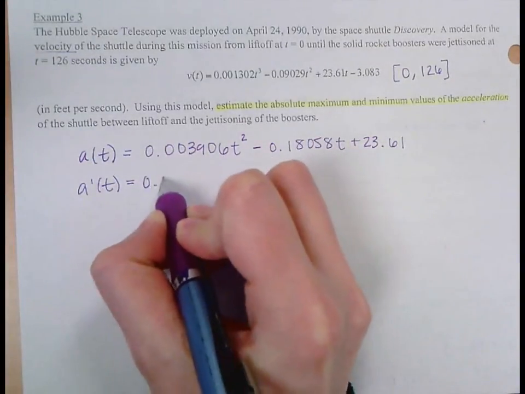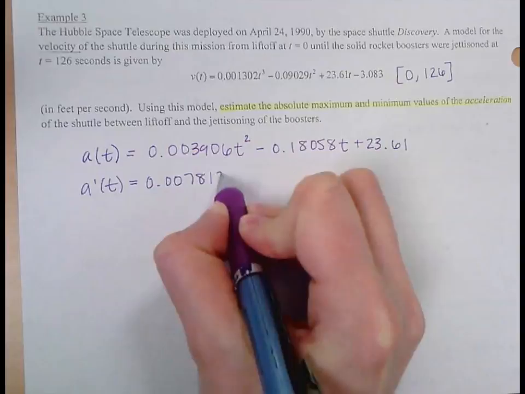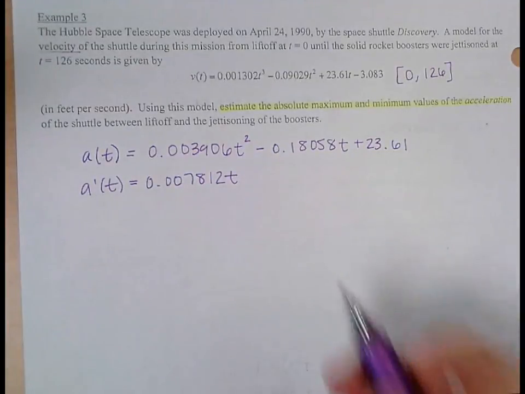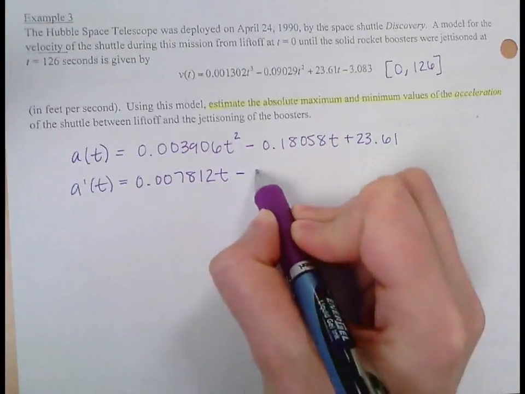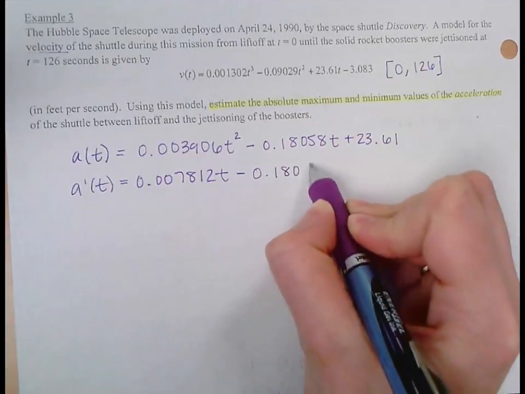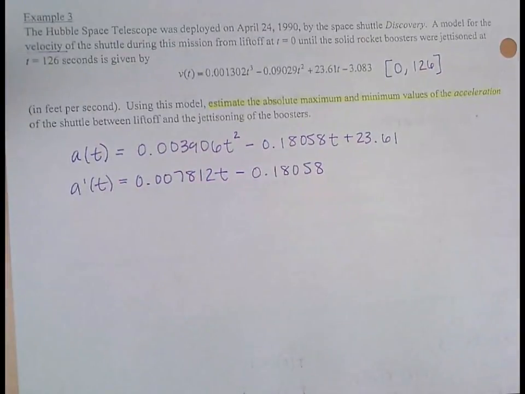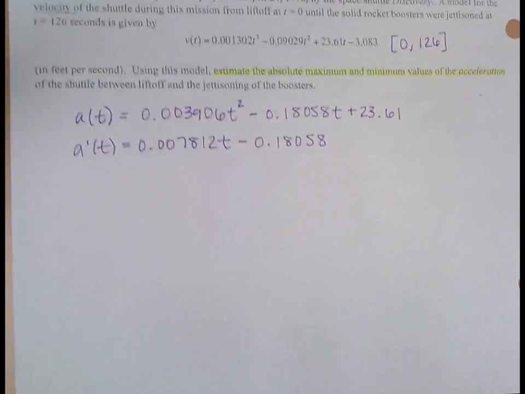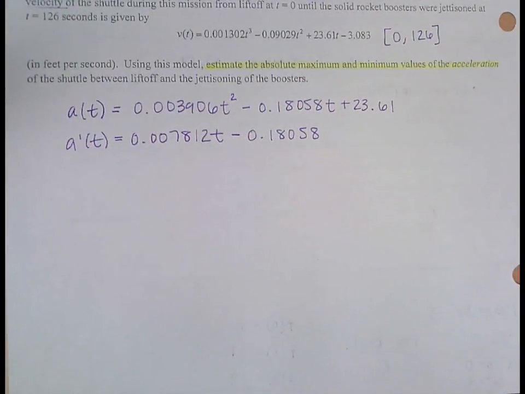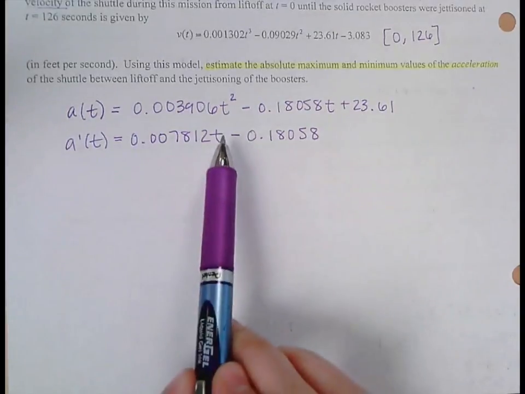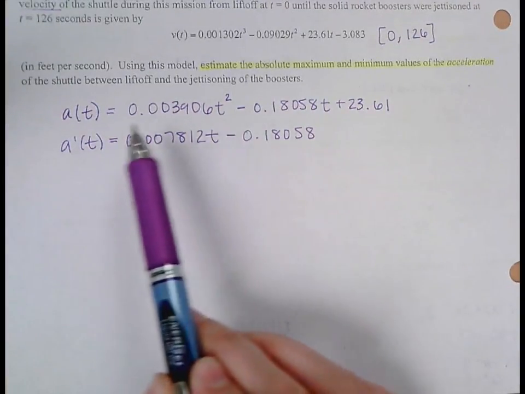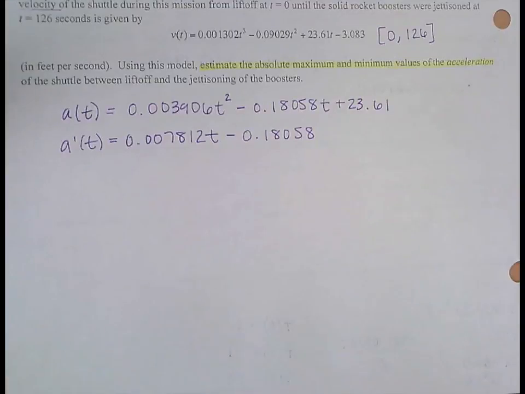So let's see, 0.007812 times t minus 0.18058 would be the derivative of acceleration. And we have our endpoints. We need our critical values. So because, again, this is a polynomial, I know it exists everywhere. It's never undefined, but I need to find where it equals 0.